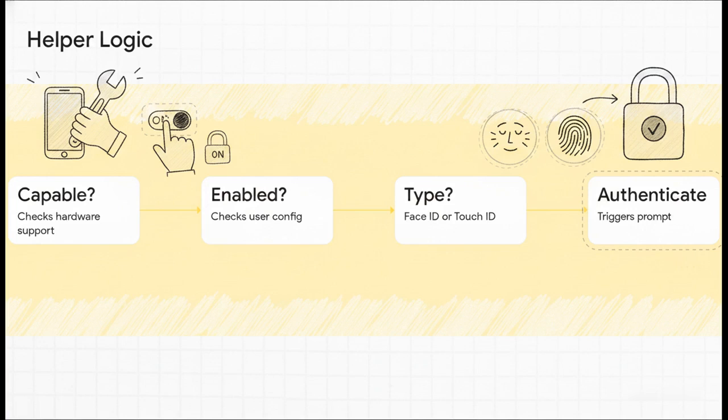Step 3. Get biometric type. This tells us if we're dealing with Face ID or Touch ID, which is vital for our UI later. And finally, Step 4. Authenticate. Once everything is verified, this method actually triggers the native system prompt. Handling things in this exact order is a game changer. It entirely prevents your app from throwing nasty errors or showing useless buttons to the user.